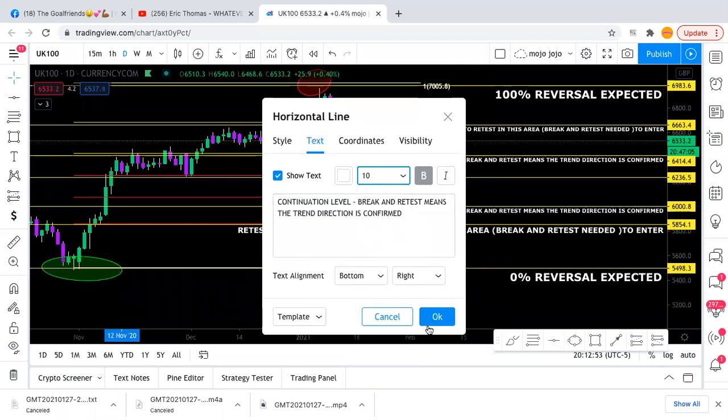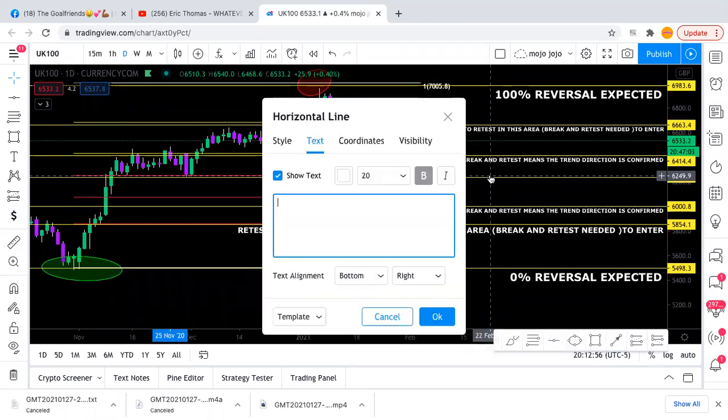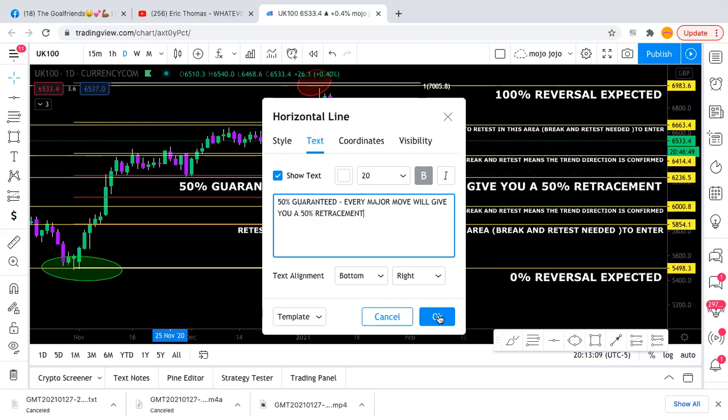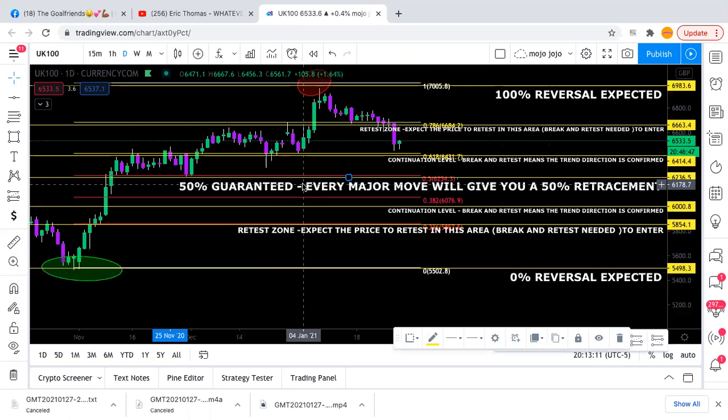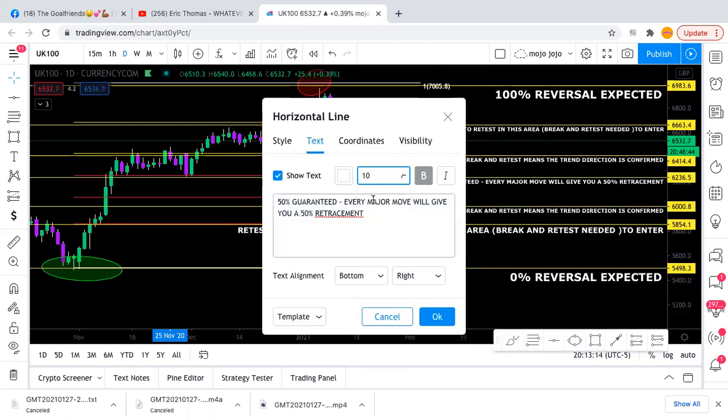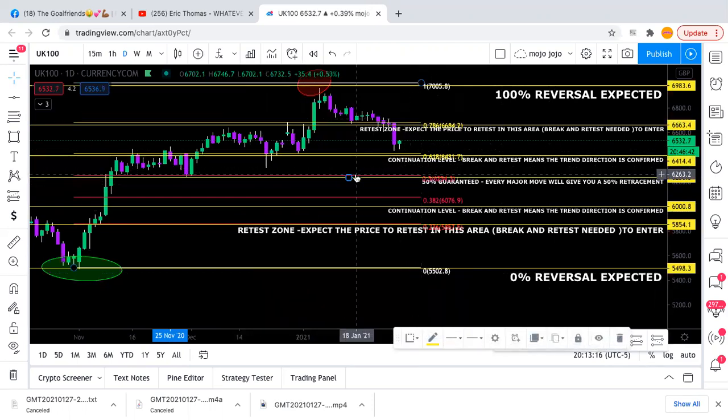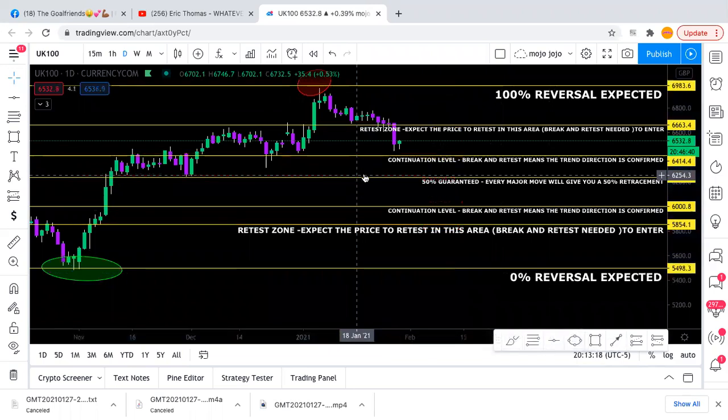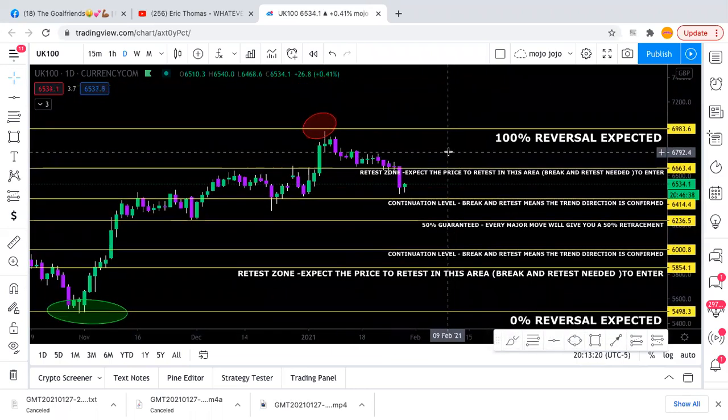I will explain all of this in just a moment. Okay, 50% is guaranteed. Every major move will give you a 50% retracement. Okay, so now that I have used my fib to mark out these levels, I'm gonna remove it. I don't need it anymore. Okay, so now my zones are marked out perfectly.